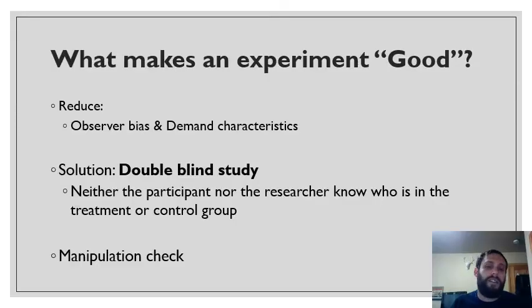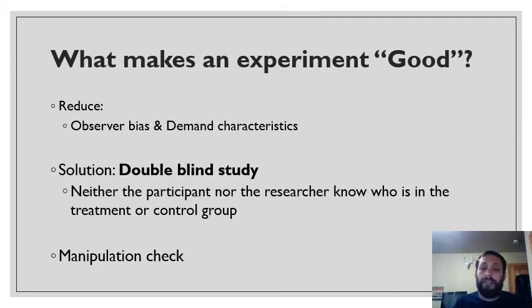Now that you've learned the 3 different types of experimental study designs, we can talk about what makes each of these study designs good. The first thing we want to do in a good experiment is reduce observer bias and demand characteristics. Observer bias and demand characteristics is this idea where we have certain expectations of our participants based on the group that they're in.